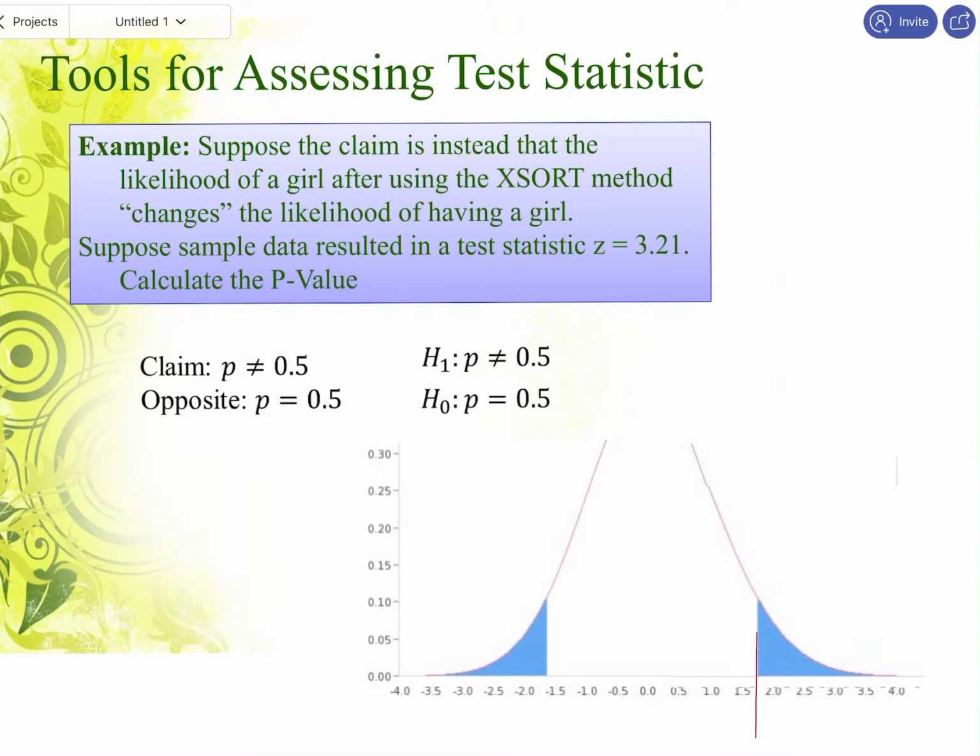We would have p is not equal to 0.5, so the opposite would be p equals 0.5. And if you remember from our section on hypothesis testing and stating those, the statement that has the equality in it is always the null hypothesis. And the statement that does not have the equality in it is the alternative hypothesis. So since this doesn't have a greater than or less than, it just has a not equals to, what we have in this case is a two-tailed test.